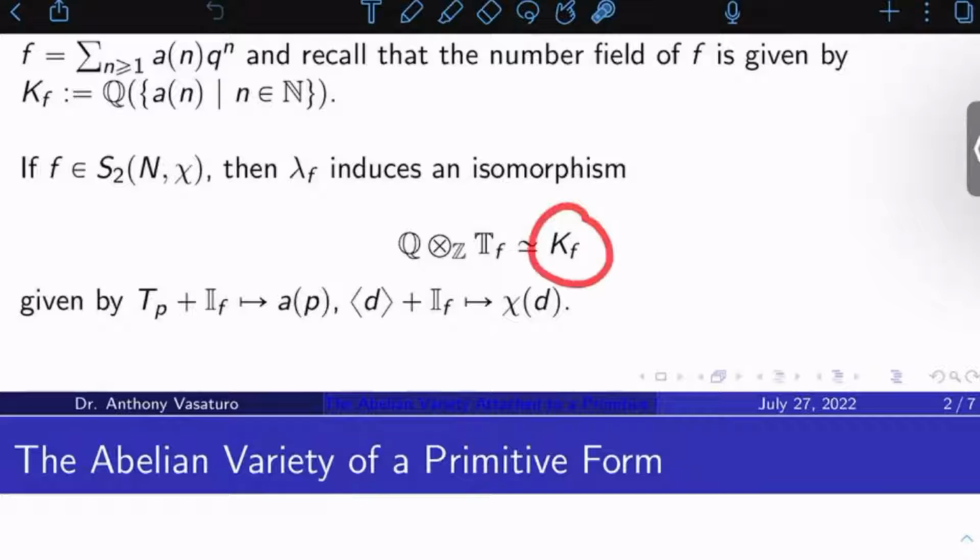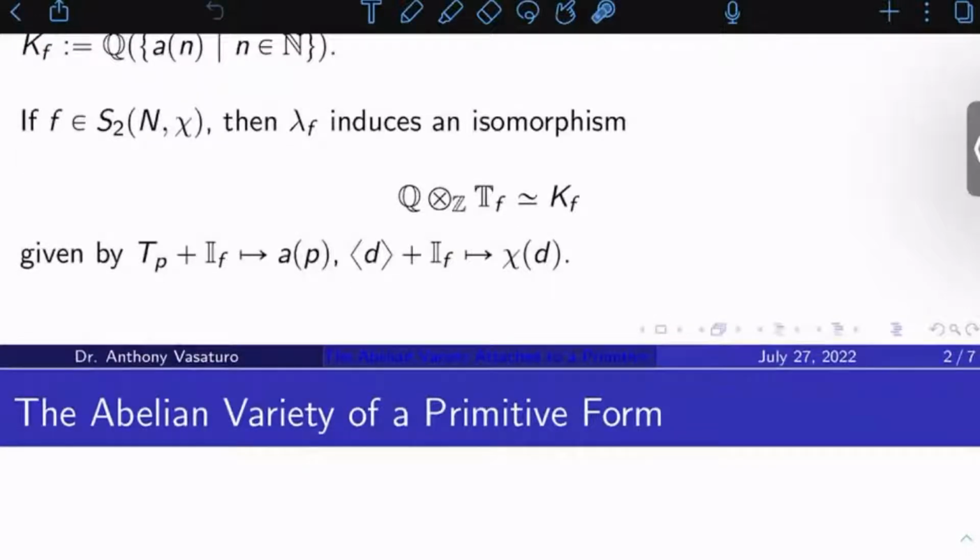So K_f, the number field attached to f, is isomorphic to T_f, the quotient ring attached to f, tensored up to Q. These are isomorphic, and I can even give you the map. The map is, okay, I'll go from left to right: take T_p plus I_f and send it to a_p, and send diamond d plus I_f to chi of d. Very simple. And so you can see that the Hecke operators and the diamond operators govern this side, and the Fourier coefficients and the character values govern the right-hand side.